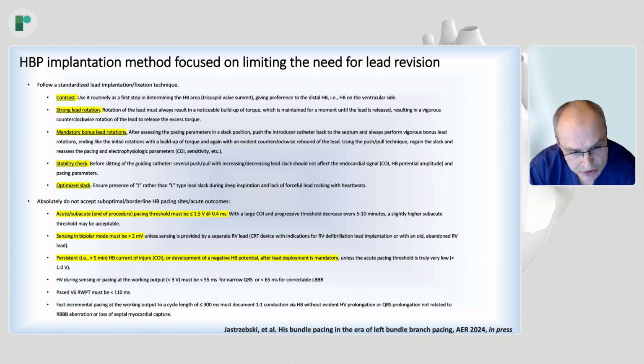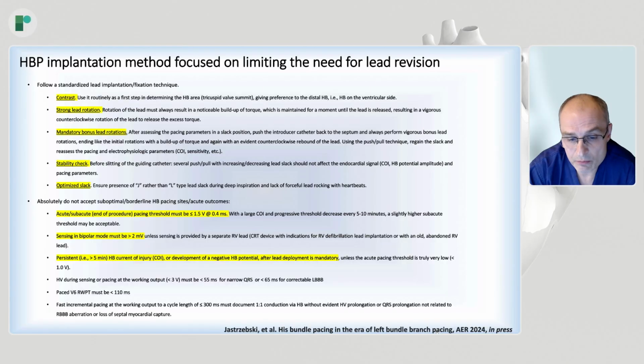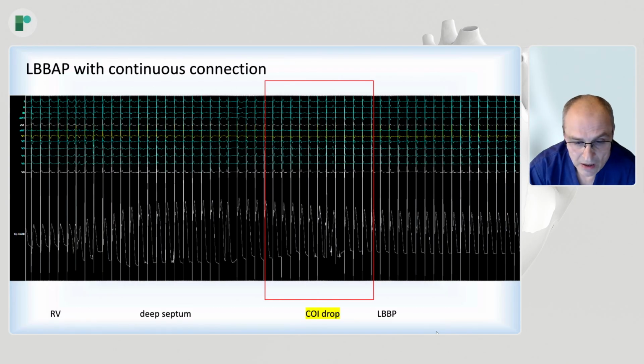And as you see, the threshold should be below 1.5 volts for me to accept it. And we had 4 volts, but we had current of injury. And if there is a current of injury, you need to wait. Please change the slide. So I have been waiting for 10 minutes, and it was still high. It's still over 2 volts after 10 minutes. So I decided to go for the left bundle branch pacing.